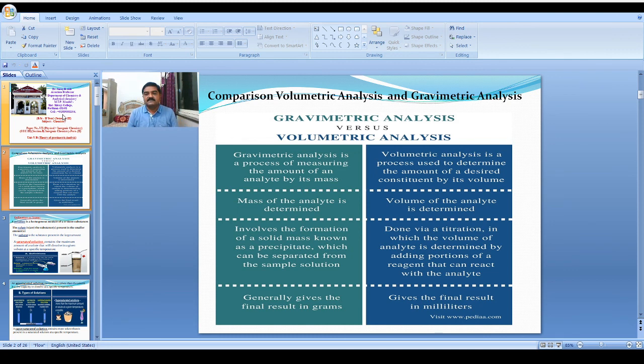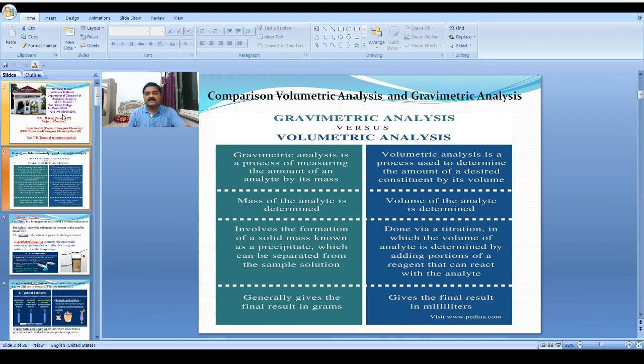The solution which is present in the burette is known as titrant, and the solution which is present in the conical flask is known as titrand. We are adding the burette solution drop by drop to the conical flask, and with the help of indicator we have to determine the end point of the given solution.